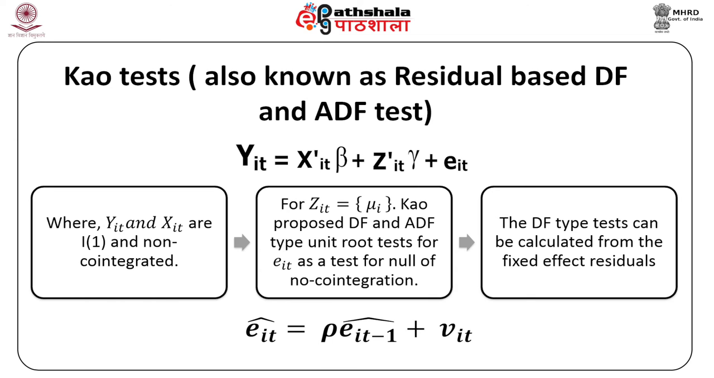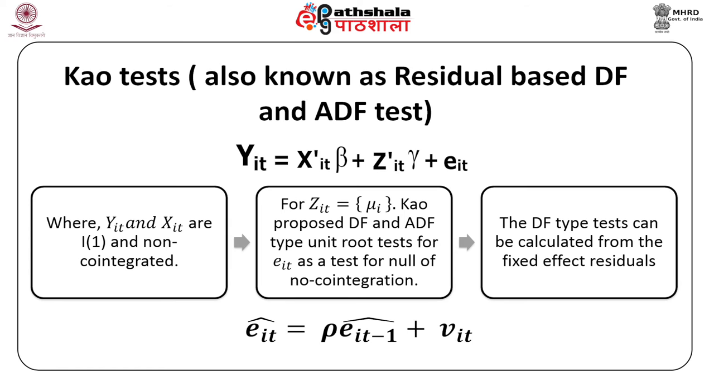Consider the panel regression model y_it is equal to x'_it beta plus z'_it gamma plus e_it, where y_it and x_it are I(1) and non-cointegrated. For z_it equal to mu_i, Kao proposed Dickey-Fuller and augmented Dickey-Fuller type unit root tests for e_it as a test for the null of no cointegration. The Dickey-Fuller type test can be calculated from the fixed effect residuals: e_it hat is equal to rho e_it-1 hat plus v_it, where e_it hat is equal to y_it tilde minus x_it tilde beta hat and y_it tilde is equal to y_it minus y_i bar.